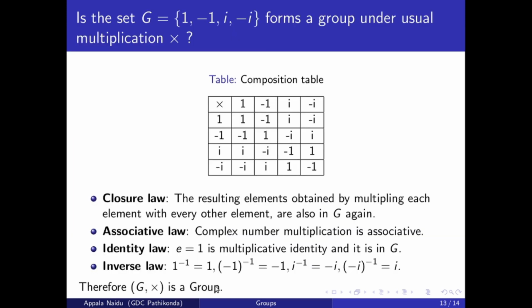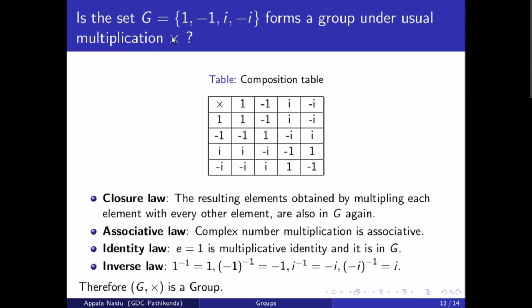Now let us see some simple example of a group. Let us look at the set of elements 1, minus 1, i, minus i. Here i is a complex number, the square root of minus 1, or i square is equal to minus 1. Let us see if this is a group with respect to the operation multiplication.